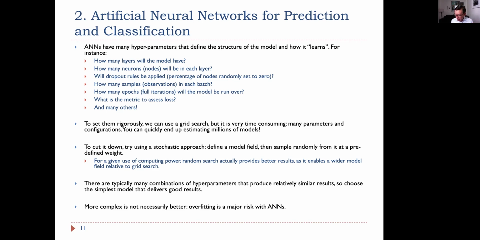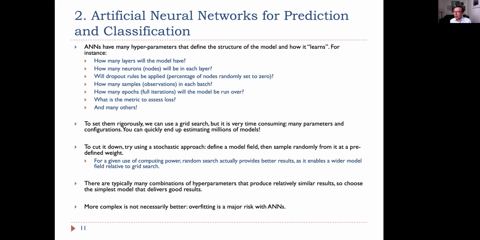Now, one way that we can try and cut down the amount of time is to use a stochastic approach, so a grid search, but with an element of randomness. What we essentially do is choose another hyperparameter where we say, conduct a grid search over this parameter space, but only look at, say, 1% of the models.